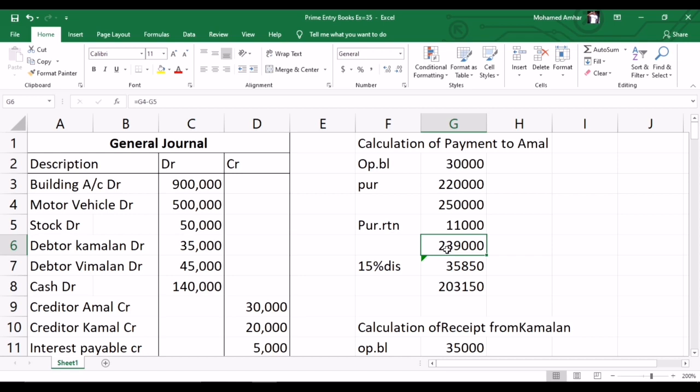Right. Now, when paying this amount, 15% discount is allowed by Amal. So 15% discount is 35,850. So if we deduct the 35,850 from the payable amount 239,000, balance paying amount is 203,150. So record this in the cash payment journal.